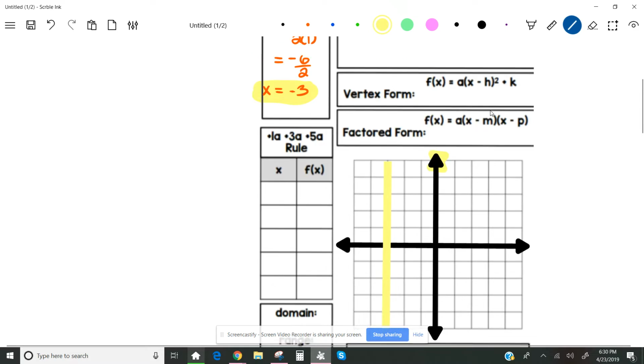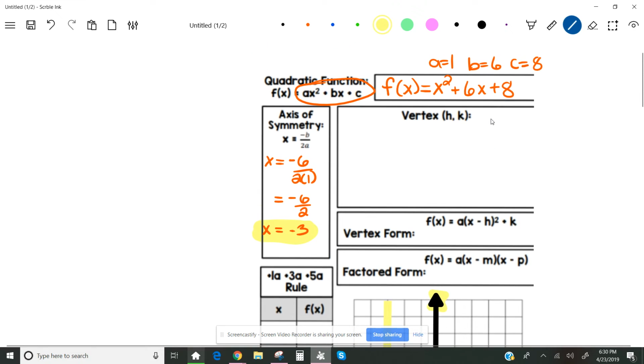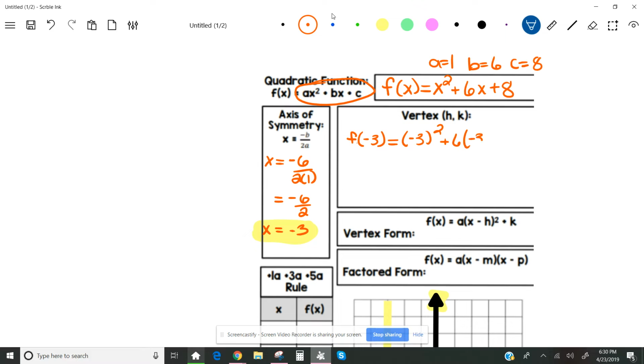All right. So back to the top, we need to find our vertex. So we need to substitute our x, which is -3, into our function. So it's going to be -3 to the second power plus 6 times -3 plus 8. Now, you guys should have your graphing calculators, and you should be able to put this whole thing in your calculator. But if you don't have your calculator, you can just go ahead and simplify it by hand.